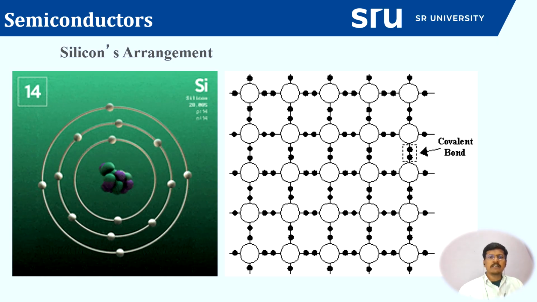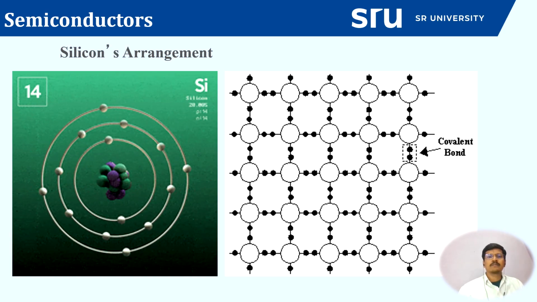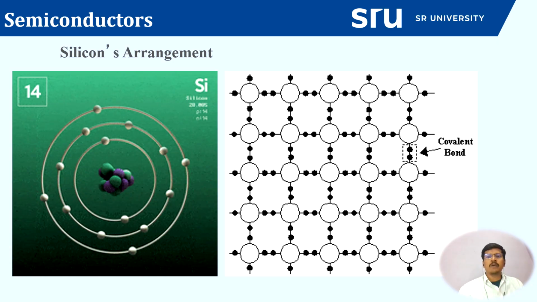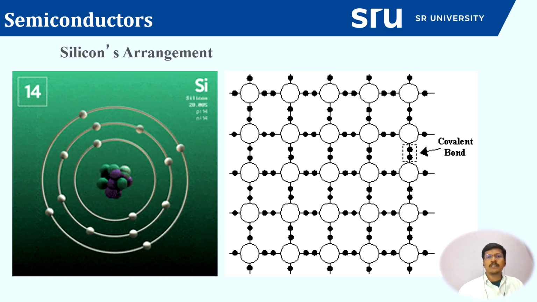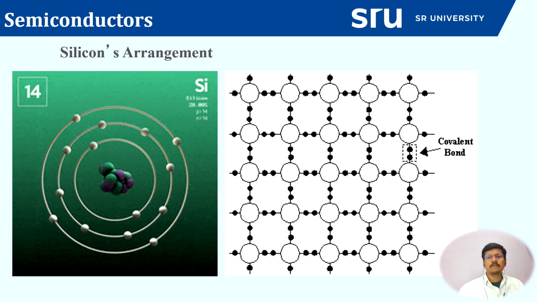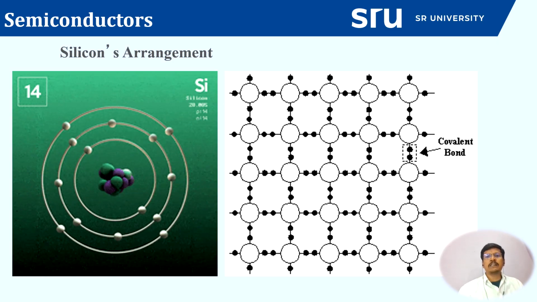So when the semiconductor is subjected to thermal treatment, some of the covalent bonds will break and the electrons become free. The absence of that electron creates a vacancy called a hole. Thus, two charge carriers are generated simultaneously.